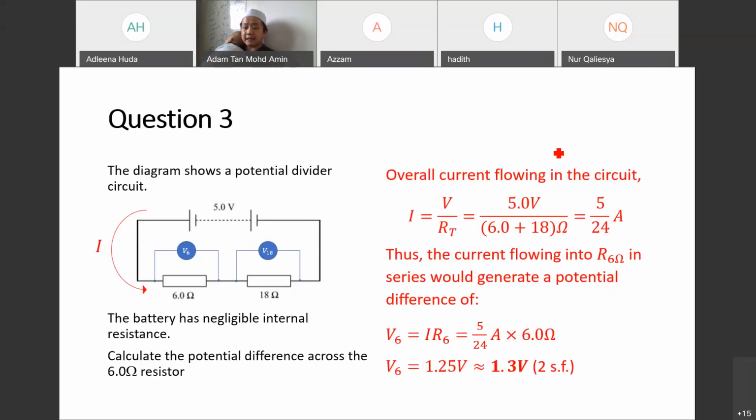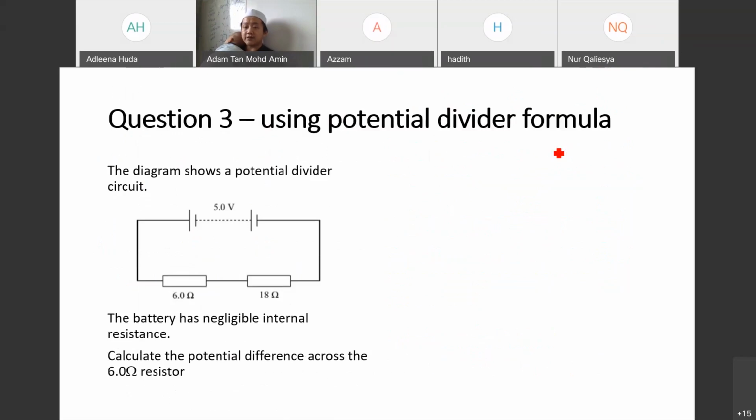Tapi there is another method kan, which is using the potential divider formula straight away. Unsafe. It is actually, taklah nak kata unsafe. Dia kadang-kadang kalau tersilap pilih value of the resistor, dia akan catch you kan. Dia faster way lah, plug in the values kan. Cuma dia terbalik lah kalau just make sure kalau nak guna potential divider formula ni, is the resistor in series or is it in parallel? So you kena differentiatekan benda tu.